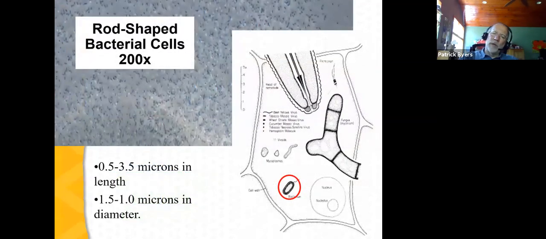Again, they're very small, and we can see a relative comparison of a bacteria to the size of the plant cell. As far as their specific length, they're about 0.5 to 3.5 microns in length, and about 1.5 microns in diameter. Many of them tend to be oval or rod-shaped.